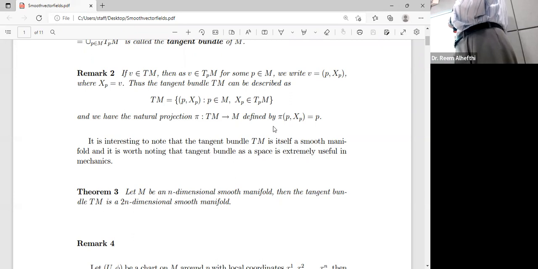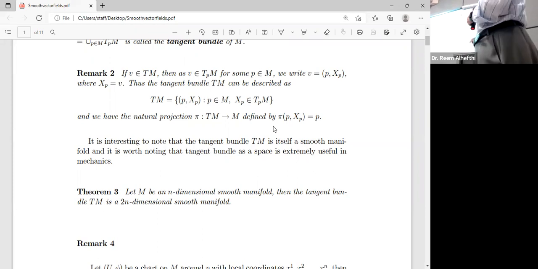For S1 you have only one coordinate here, because it's one-dimensional, right? And on the tangent bundle, you have TS1 is nothing but pairs (p, x_p), with p in S1 and x_p in T_pS1. T_pS1 is nothing but R.